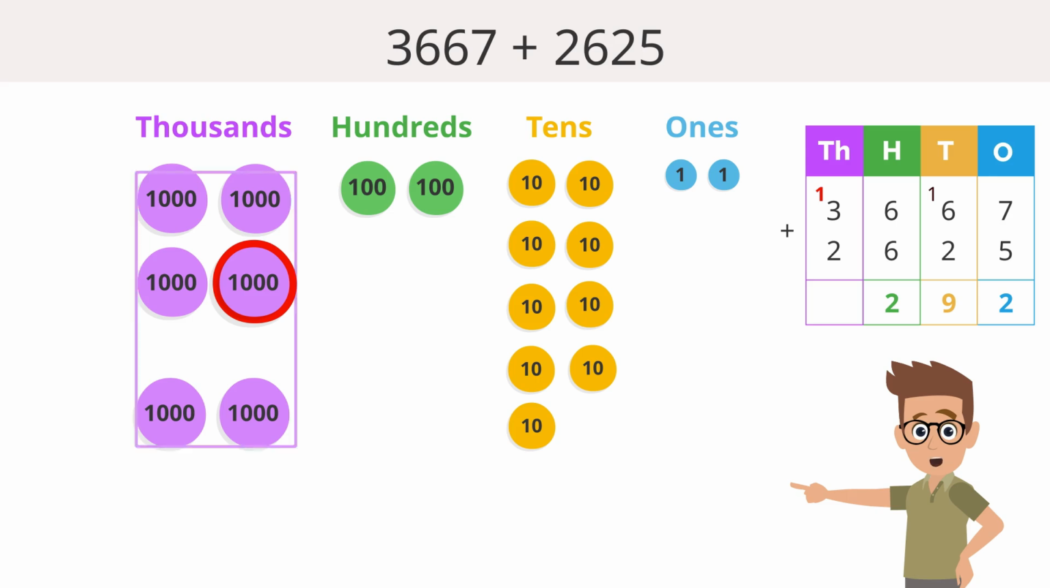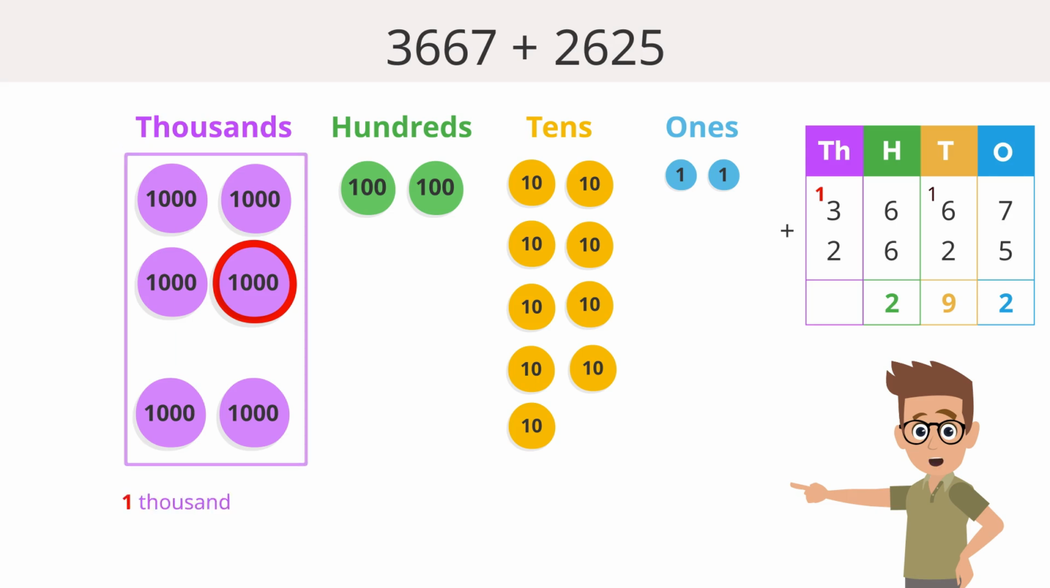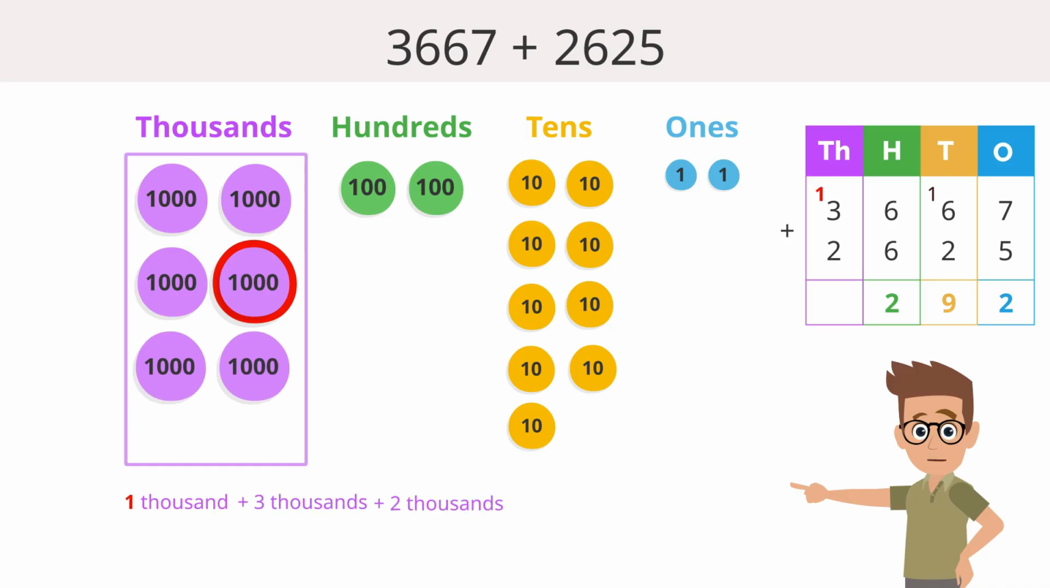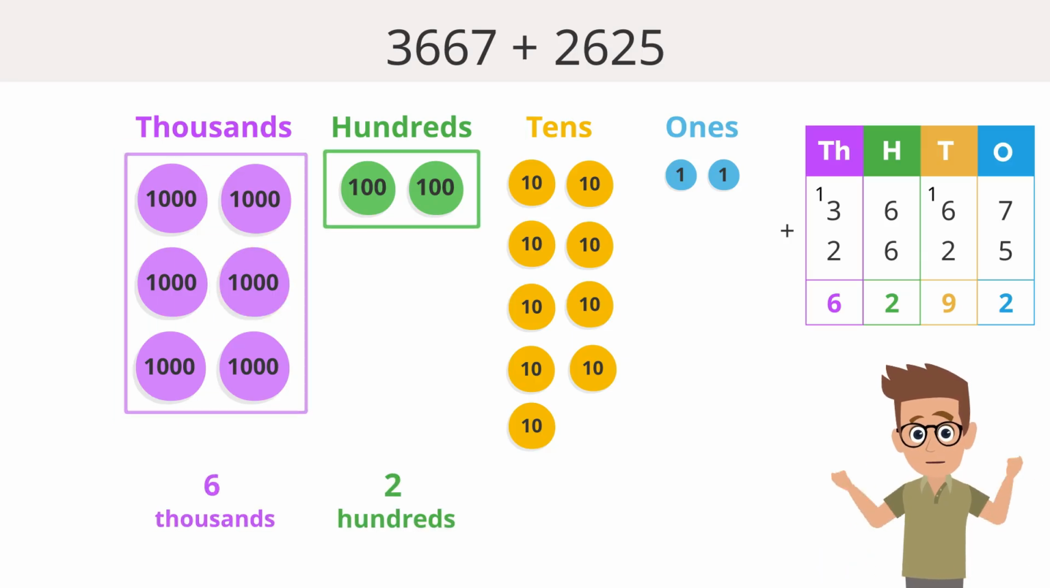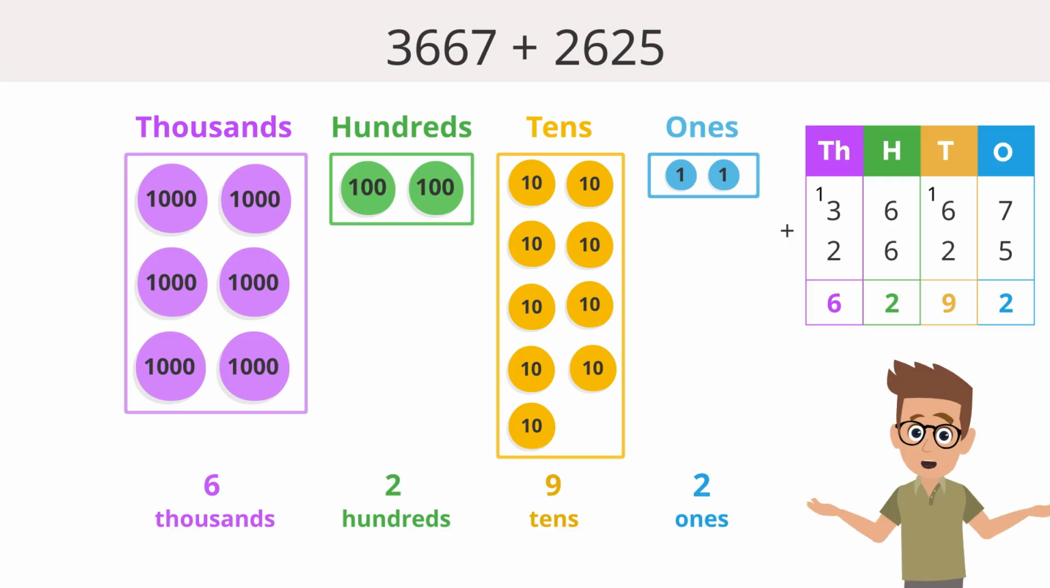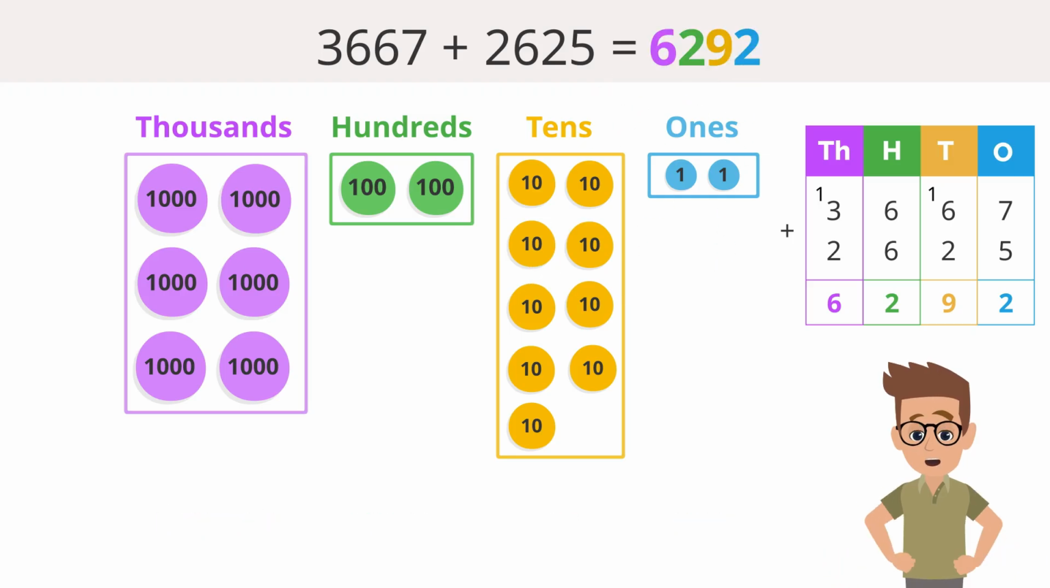Finally, we add the thousands. The regrouped 1000 plus 3000s plus 2000s equals 6000s. We have 6000s now, so we write 6 in the thousands place. After adding, we have 6,000s, 200s, 9 tens and 2 ones. So, 3667 plus 2625 is equal to 6292.